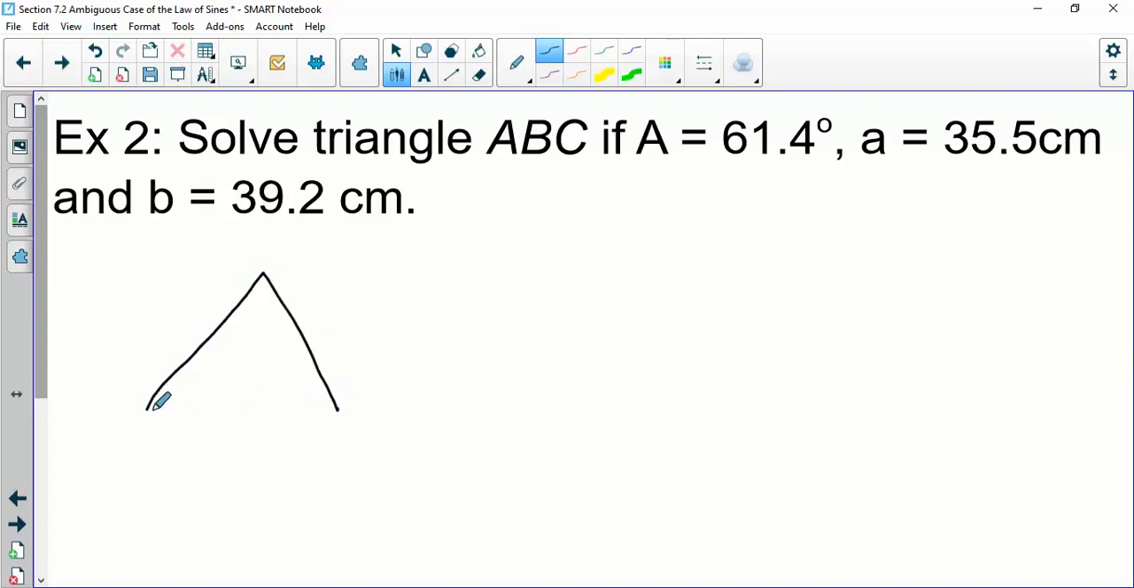So we're solving triangle ABC. Angle A, 61.4 degrees. Side A is 35.5 centimeters. Side B is 39.2 centimeters. So what are we going to find first?